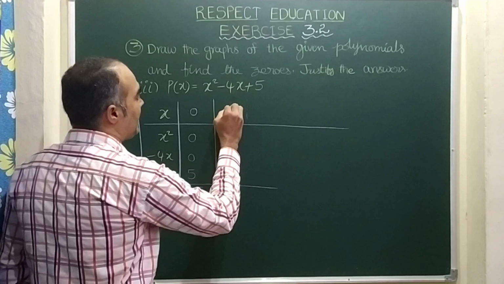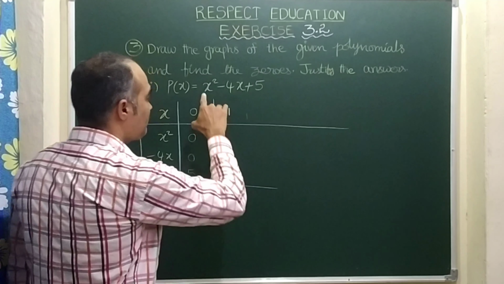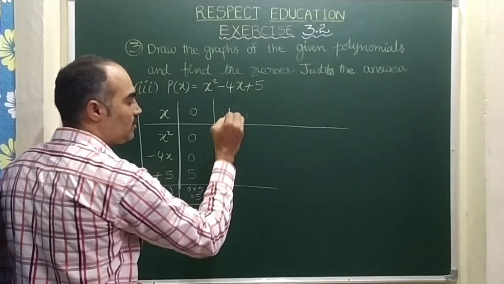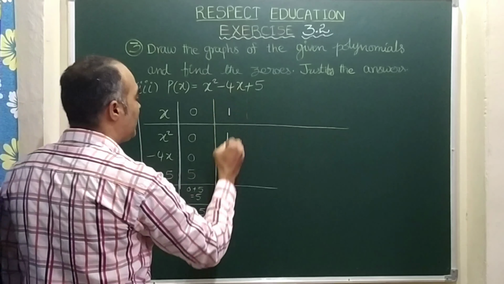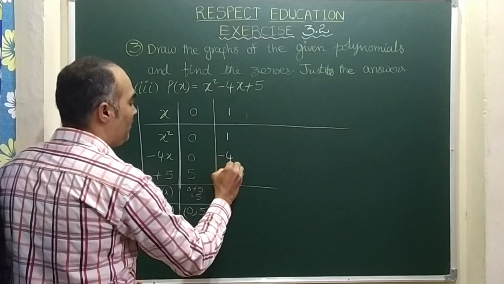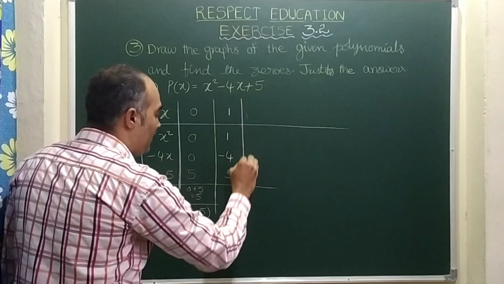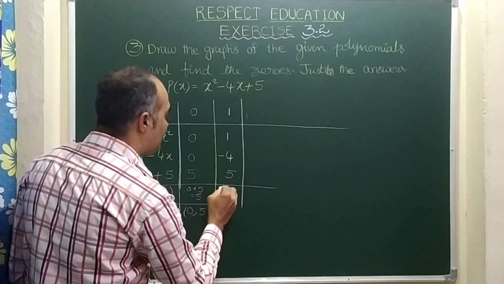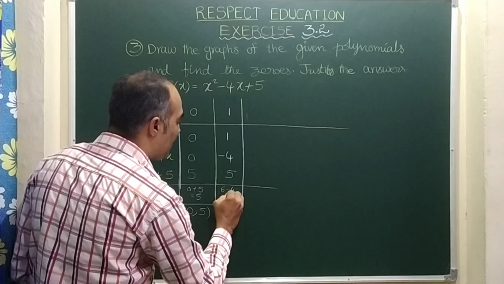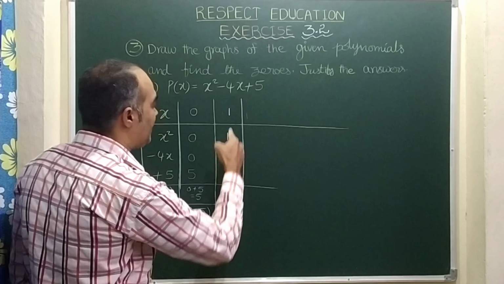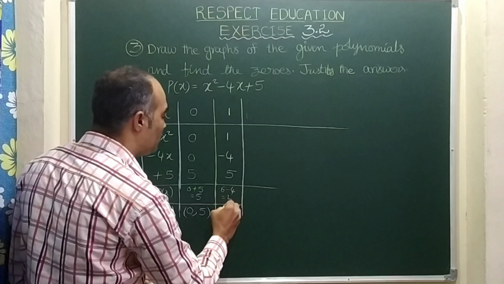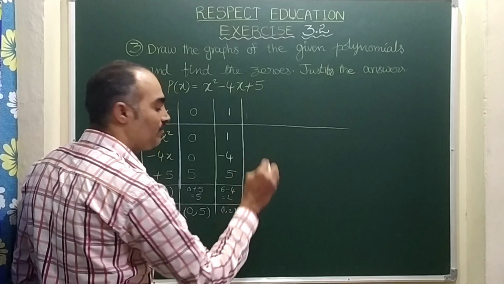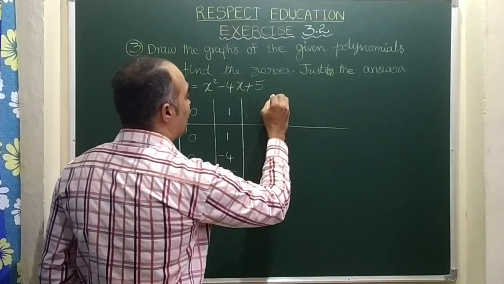Now let us take x as 1. Now 1 square is also 1. Minus 4 into 1 is minus 4. 5, I am writing 5 as it is. Now here let us add these values. 1 plus 5 is 6, this is 6 minus 4. 6 minus 4 is 2. Now let us write x comma y, means 1 comma 2.